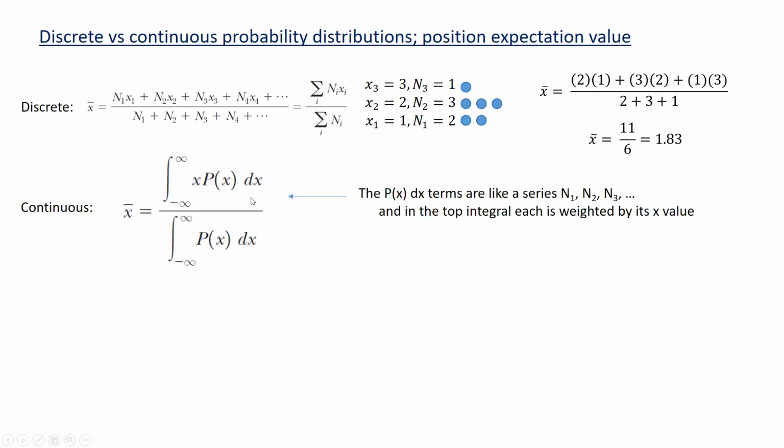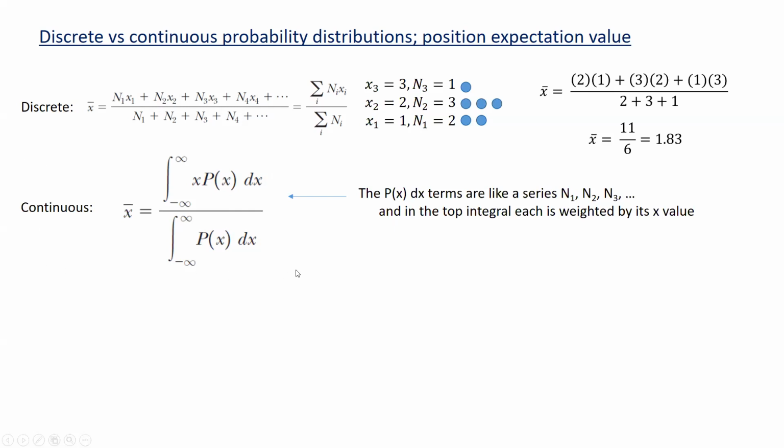So the p(x) dx terms are like a series, n1, n2, n3. And in the top integral, each of these p(x) dx values are weighted by their individual x values, just like in the discrete sum, each of the numbers here, n1, n2, and n3, are weighted by the particular value that they represent. Okay, so this would be the general formula for continuous.